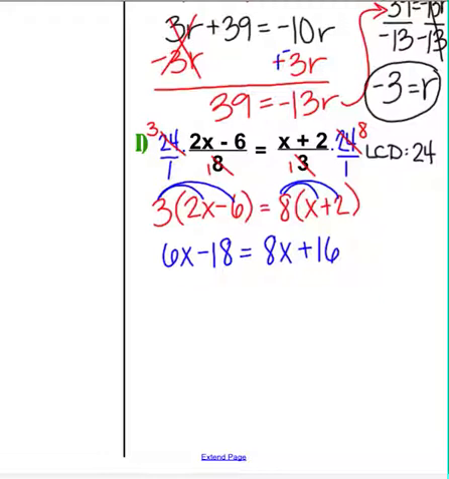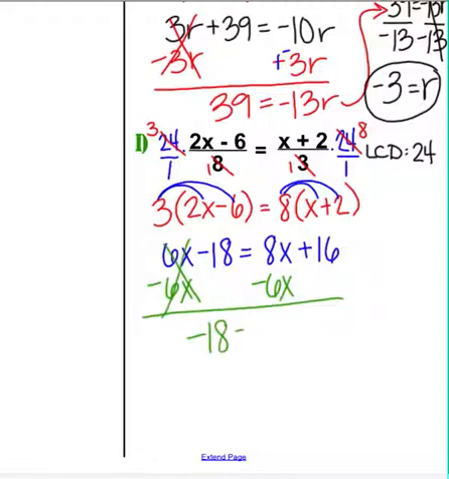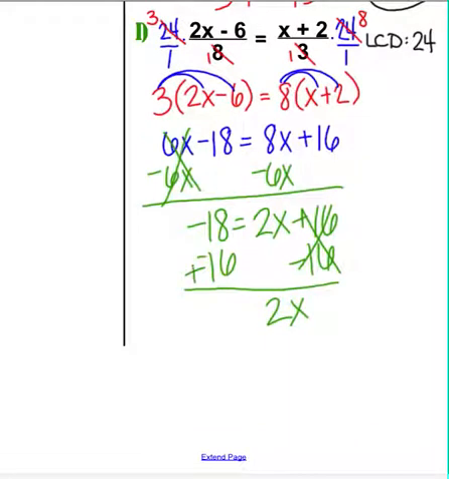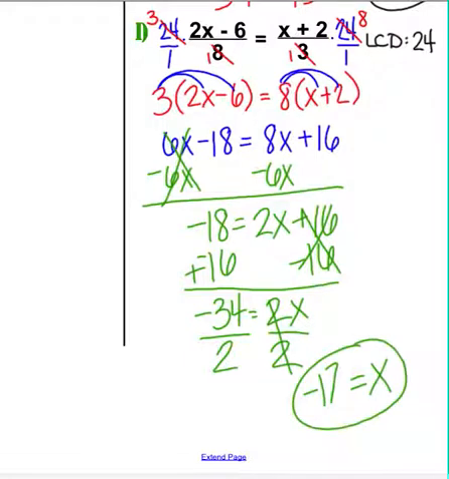Then moving on to getting the variables to one side, I'm going to subtract 6x from both sides, which cancels over here, leaving me with negative 18. 8x minus 6x is 2x plus 16. Now we can subtract 16 from both sides. Canceling over here, leaving me with 2x. And negative 18 plus negative 16 equals negative 34. Divide both sides by 2. Canceling over here, leaving me with x. Negative 34 divided by 2 is negative 17.